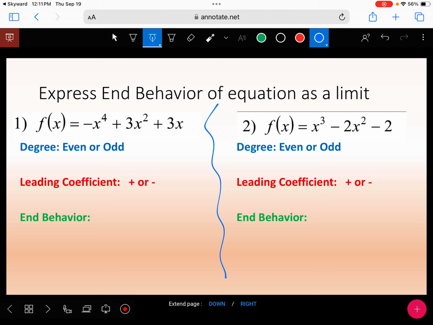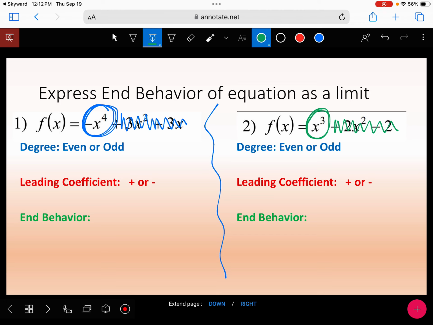So there's 2 questions, and even though these equations are super long, the only thing that you're focusing on is the highest term. These terms don't matter. The highest term is like the big joker. It tells the ends what to do. So I'm only looking at negative x to the fourth when I answer the questions. For the second one, I'm only looking at positive x cubed when I answer my questions. So that's something to keep in mind there. So really, you just need to write the first term.